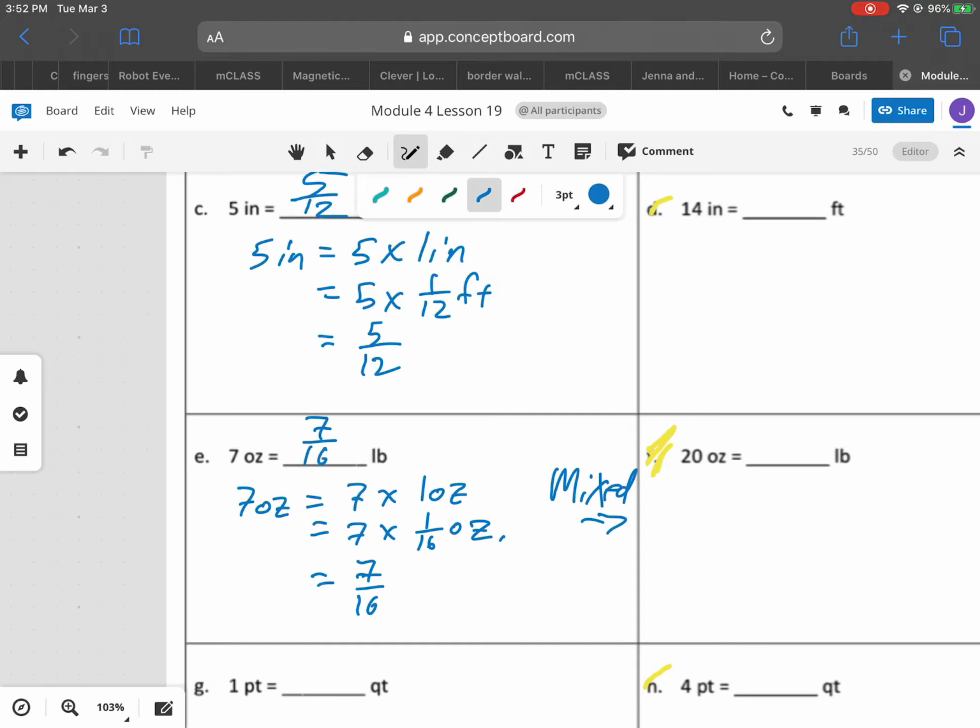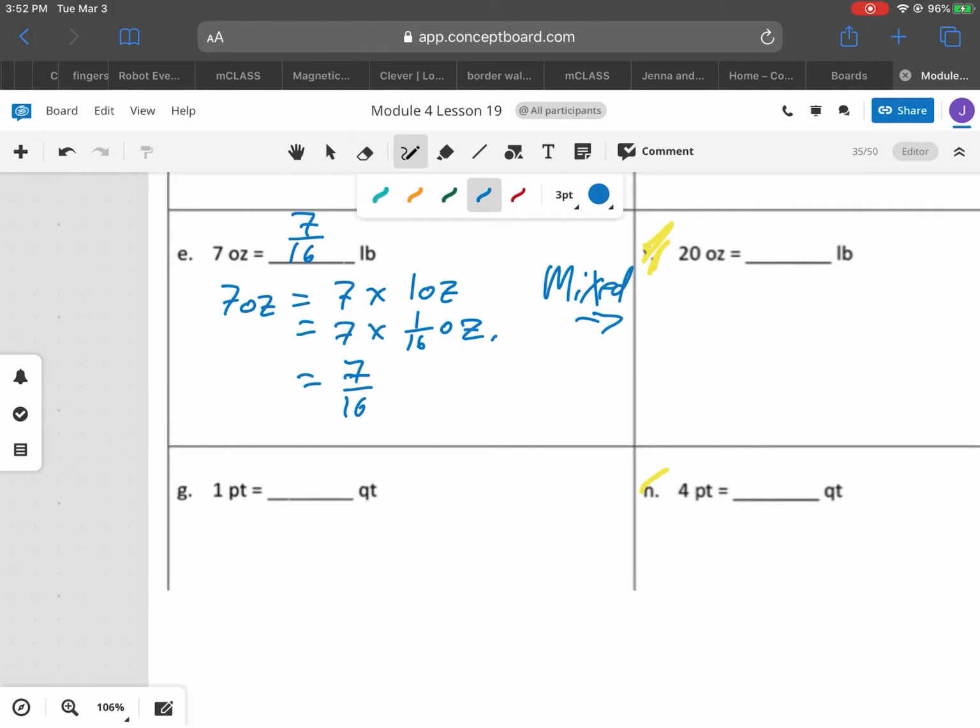All right, so we have the 7/16 here. Okay, here we go. Pints to quarts. Hopefully you know that 1 pint is equal to how many quarts? If you said 4, you're wrong. Okay, we're looking at pints to quarts.